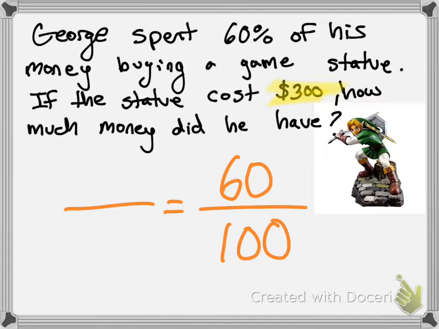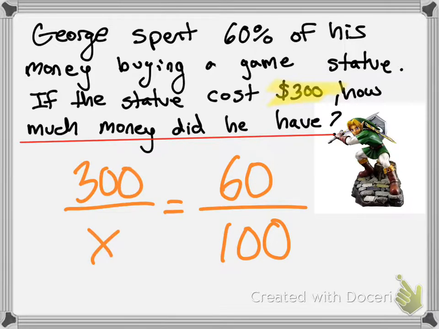Marley, what do you think? The part. It is the part because it's asking how much money he had. So it's asking what was the total amount of money he had. That's the thing that we have. So we got 300 over x. I don't need to simplify, but if I did, I would get 3/5. But 60 to 300. Who can tell me how I go from 60 to 300? Ben?